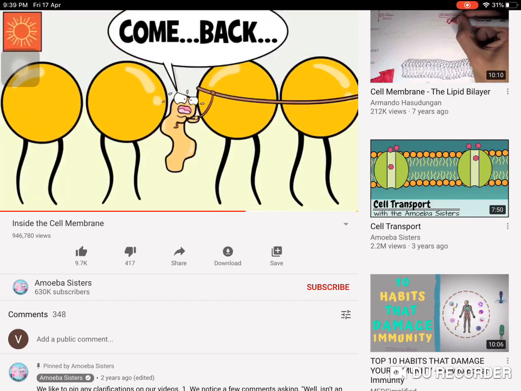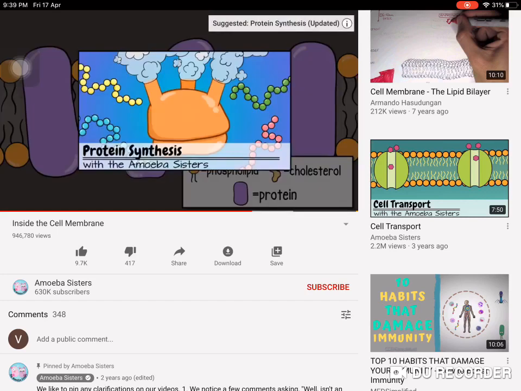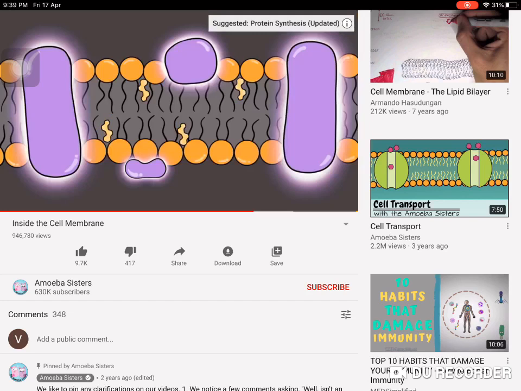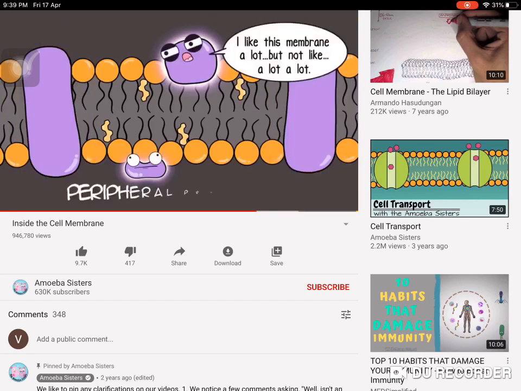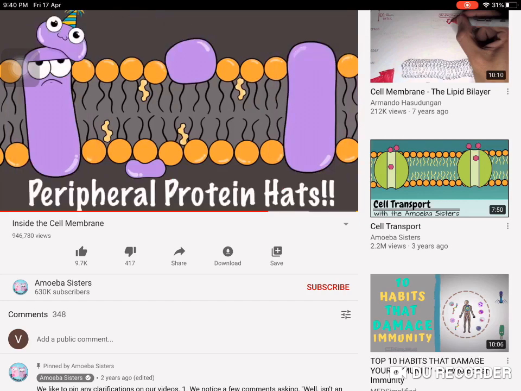Or vice versa, the cholesterol can actually function to connect phospholipids, to keep them from becoming too fluid in warm temperatures. Proteins. In protein synthesis, we talk about why it's so important for cells to make proteins. Many proteins are found in or on the cell membrane, and they play major roles. Peripheral proteins, like the name suggests, tend to be on the peripheral area of the membrane. So while they're on exterior areas of the membrane, they generally are not going to go through the membrane. That's for integral proteins. Integral proteins go through the membrane. Oh, and peripheral proteins can sit on them sometimes.